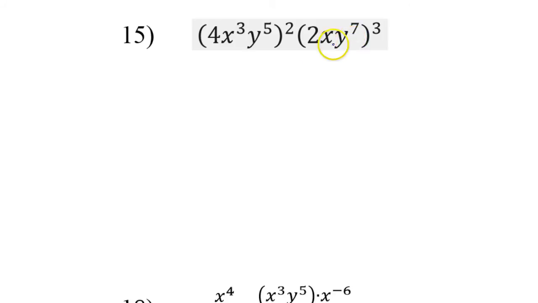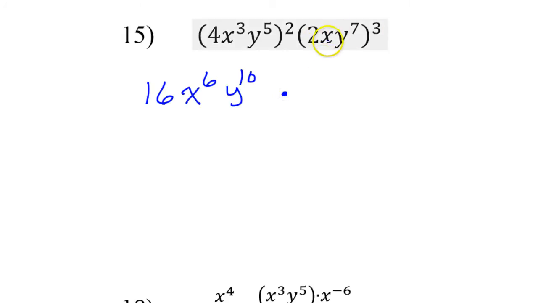Now both of these parentheses have exponents on them. So I'm going to have to do 4 squared, and that's going to be 16. We'll go ahead and write that. But when we do a variable with a power, we multiply those. So this will be x to the 6th power and y to the 10th power.